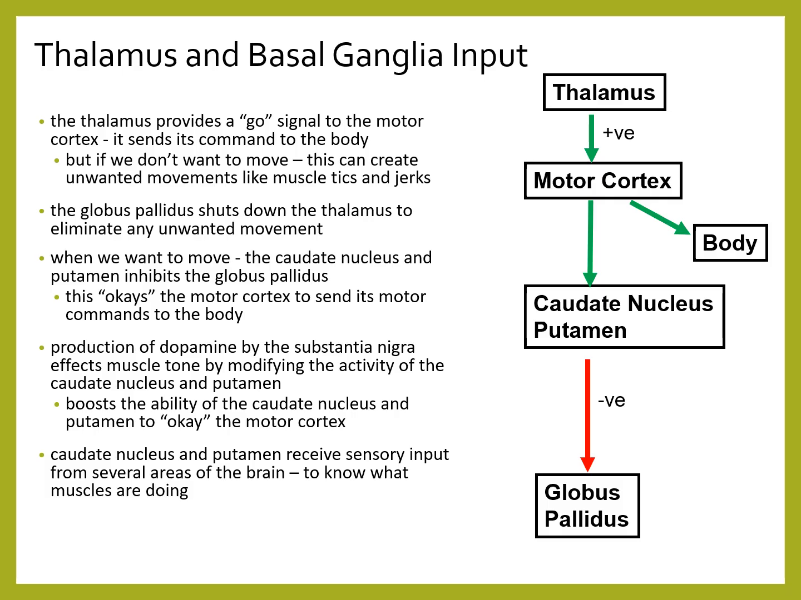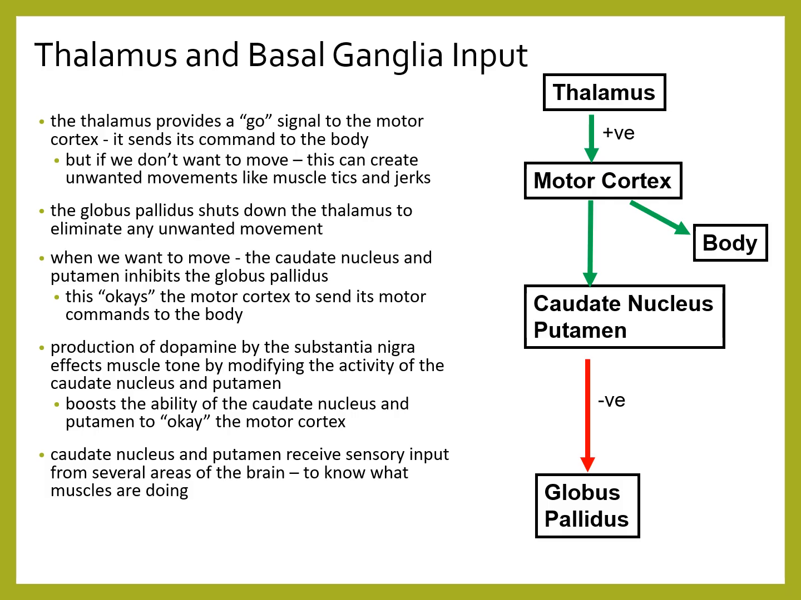To prevent that, we have a globus pallidus, which shuts down the thalamus to eliminate any unwanted movement. Now, when we do want to move, the caudate nucleus and putamen have to shut the globus pallidus down. So they inhibit the globus pallidus, and this is going to okay the motor cortex to send its motor commands to the body.